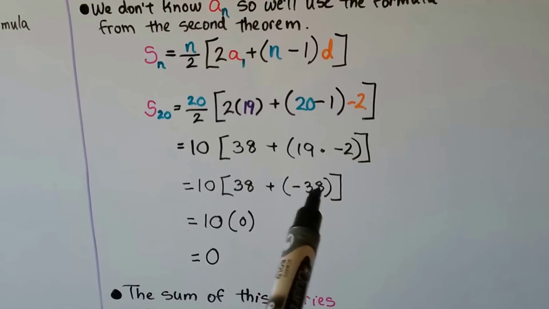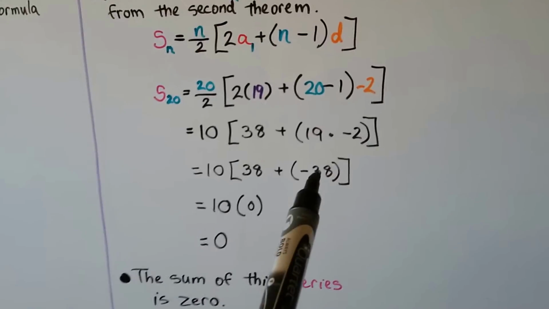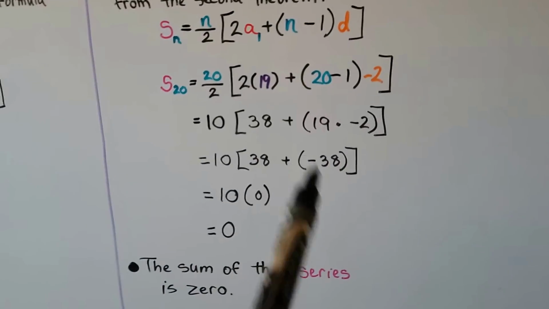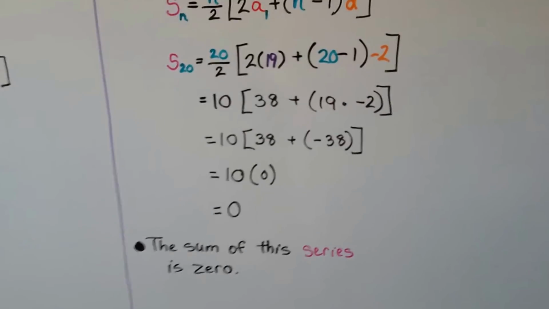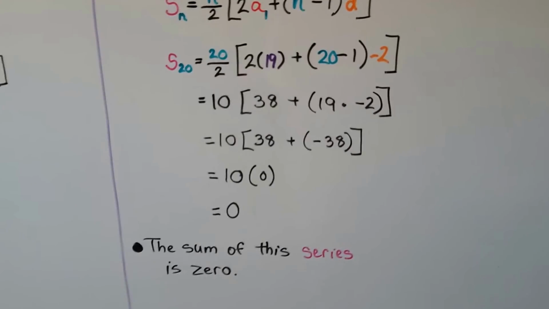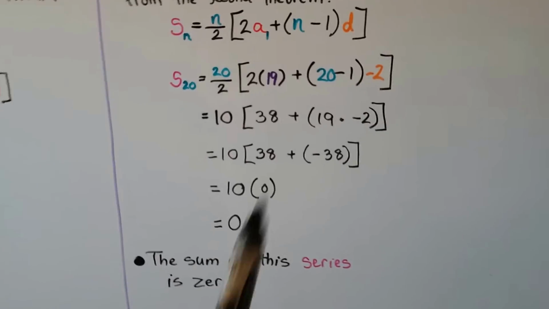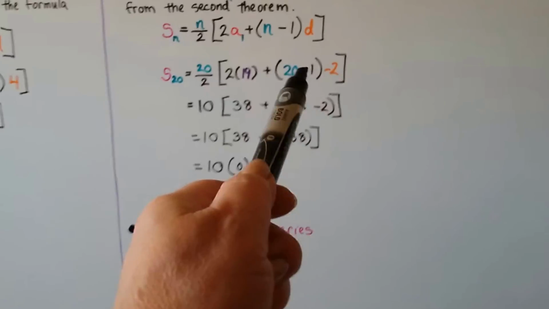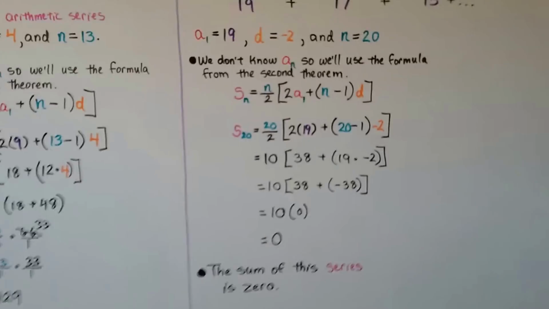And when we add it to the 38, that makes a 0 pair. 38 plus a negative 38 makes a 0 pair. It cancels out. So now we have 10 times 0, which is 0. So the sum for this series is 0. Okay? Make sure you watch your signs, and make sure you multiply this before you add them together. You don't want to end up with the wrong amount, right?